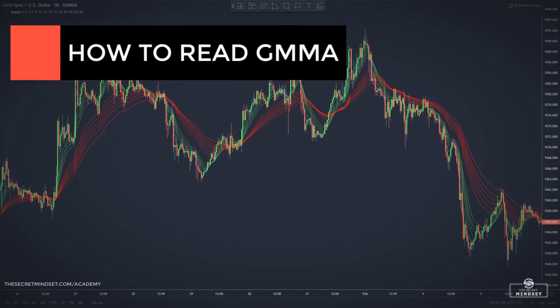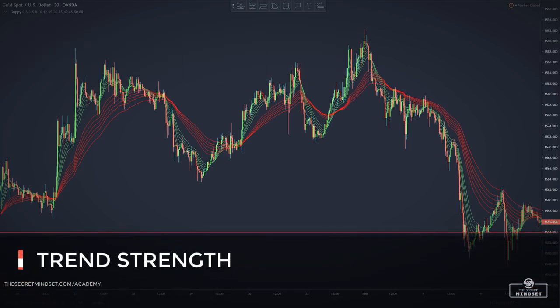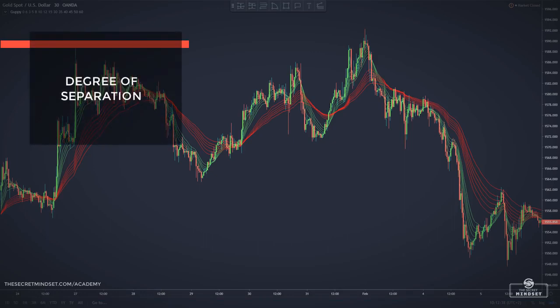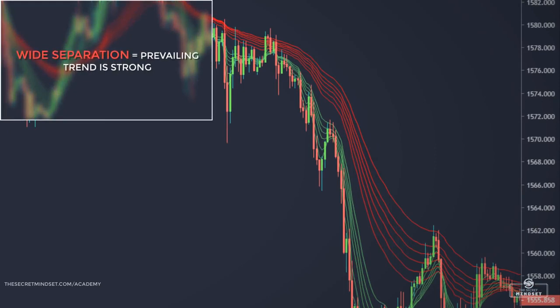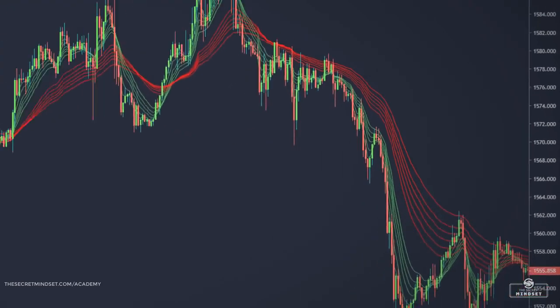The Guppy multiple moving average can be used to identify changes in trends or determine the strength of the current trend. The degree of separation between the short-term and long-term moving averages can be used as an indicator of trend strength. If there's a wide separation, then the prevailing trend is strong. Narrow separation or lines that are crisscrossing indicates a weakening trend or a period of consolidation.